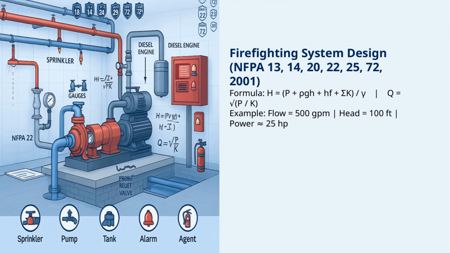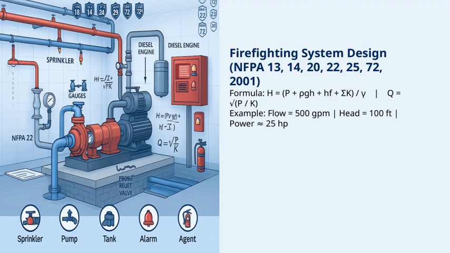If we need a flow of 500 gallons per minute, and we're working with a head of 100 feet, the power required is roughly around 25 horsepower. This gives us a practical sense of the energy needed to operate the system efficiently. Overall, these formulas and standards are critical. They connect to the broader goal of designing fire safety systems that are both effective and compliant, ensuring safety for all building occupants.